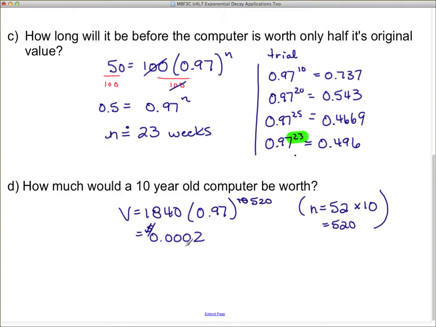Okay? That's not even a tenth of a penny. You would need 10 of these computers. Yeah, never mind. It's worthless, basically. Okay, this is so close to nothing, it might as well be nothing. So therefore, it really isn't worth anything. And there's not too many people that would buy a 10-year-old computer.